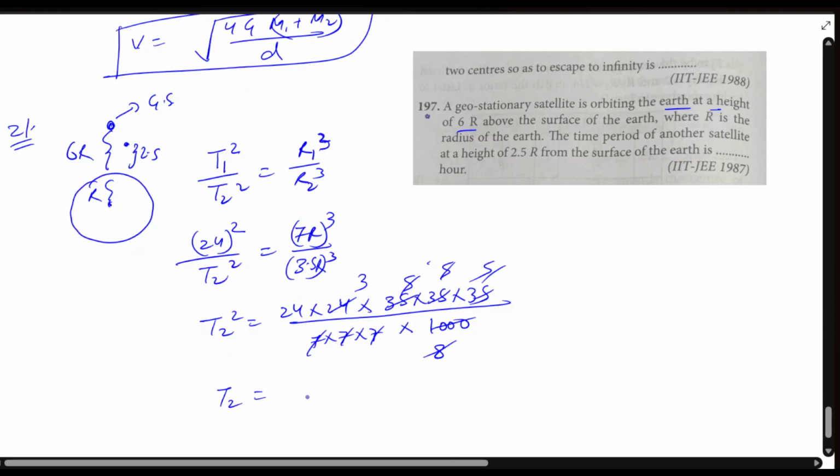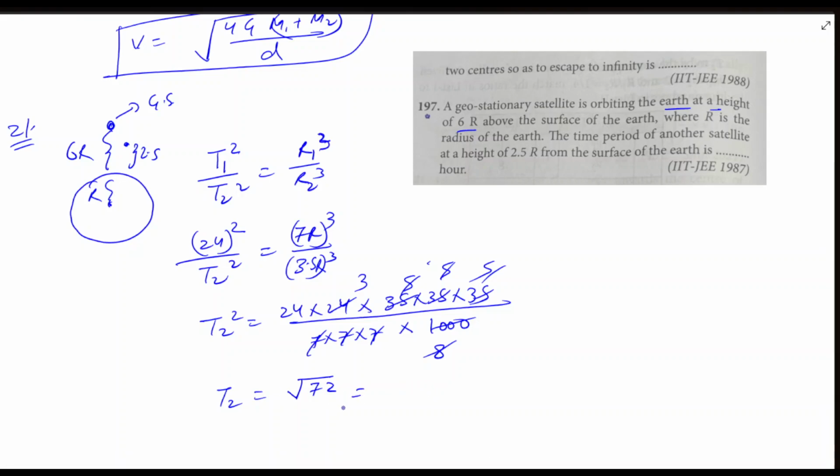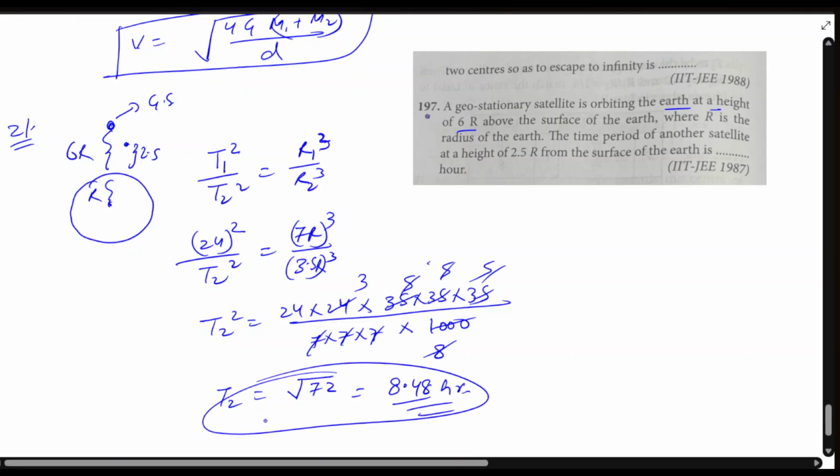So T2 will be 24 into root 72, we have to find. So near to it is 64. So the answer is 8.48 hours approximately. So this will be the answer, right? So this was our final question.